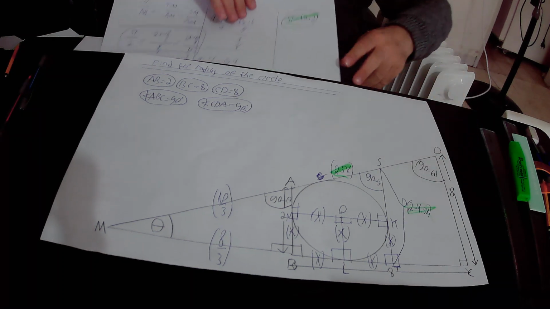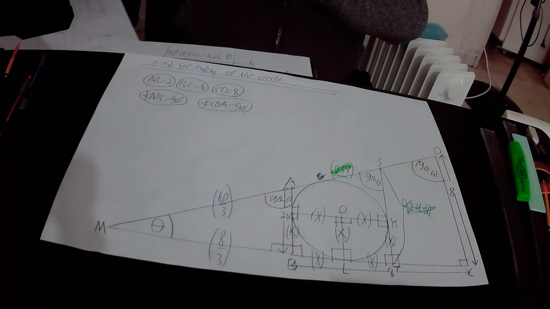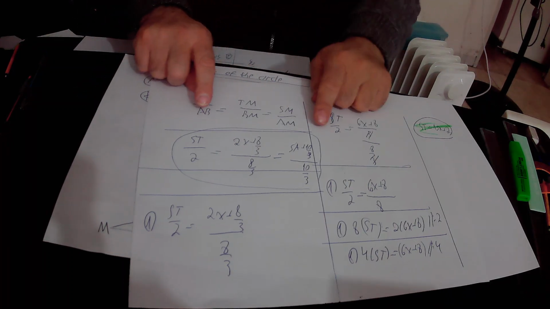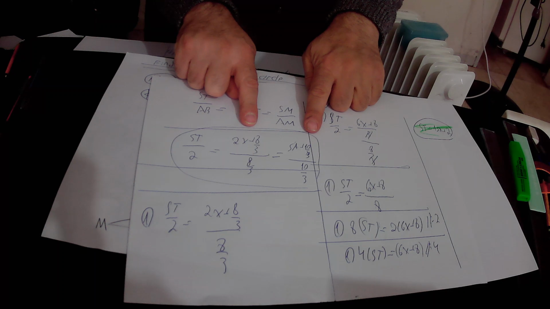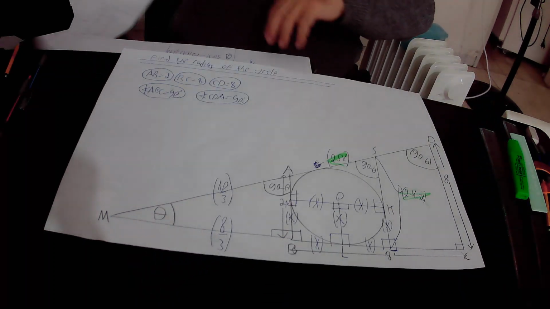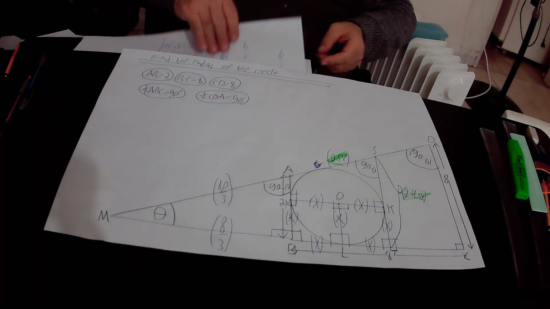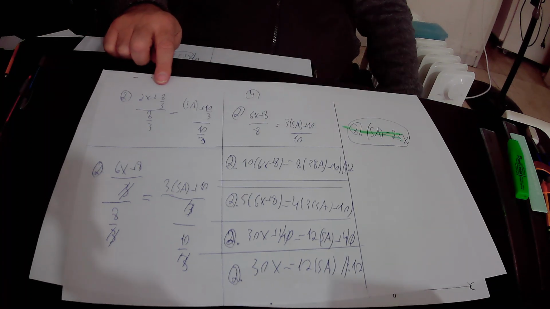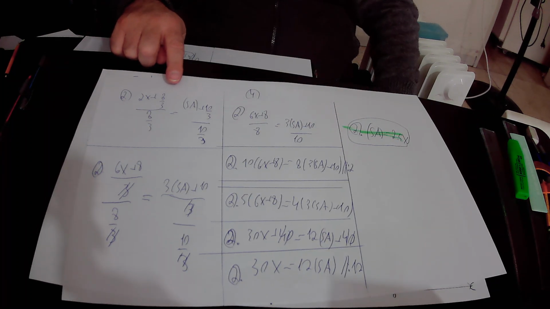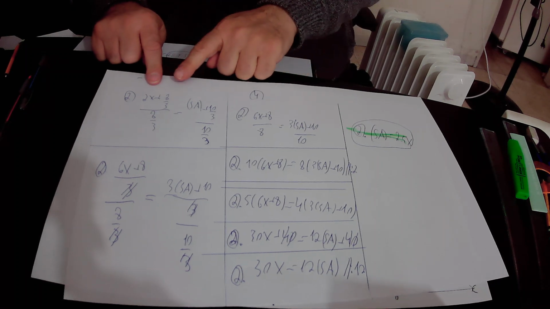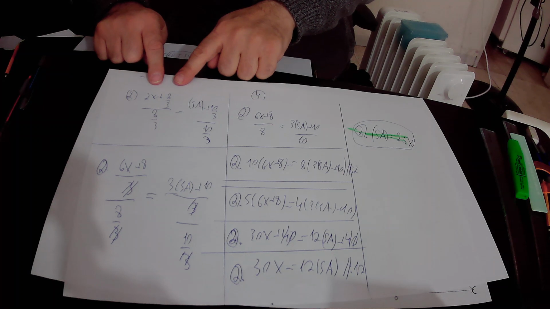Okay, then we continue to focus on this long equation. Those two sides are equal to each other, so we get equation 2 from those two sides. So according to equation 2, we have here (2x plus 8) over 3 over 8 over 3 equals SA plus 10 over 3 over 10 over 3. So on this side of the equation we have (2x plus 8) over 3.